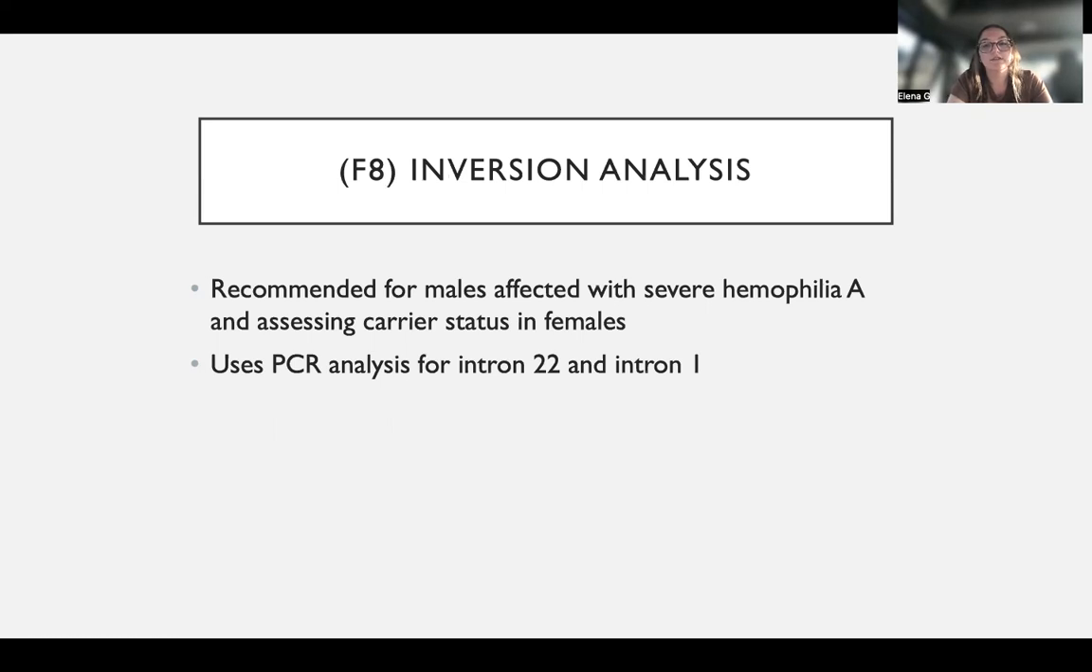This test detects common F8 gene inversion variants using PCR analysis, which is polymerase chain reaction analysis, for intron 22 and intron 1. This just means that the test looks for inversion mutations specifically in the intron 1 and 22 sections of the genetic code, which are the most common places for these mutations to occur, as I was saying earlier. And then this test can also be done prenatally.